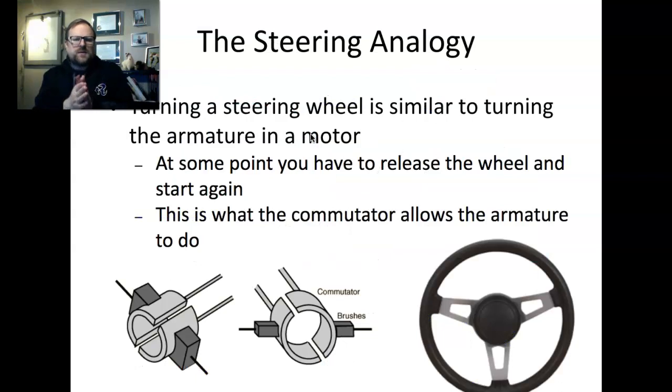One way we can look at this is thinking about a steering analogy, and this is really just describing what's going on with the commutator, imagining that a steering wheel is similar to turning an armature in a motor. At some point, we have to let go of the wheel to start again, and this is what the commutator allows the armature to do. It takes a break for a second and allows us to continue with that energy. Okay, don't get too hung up on that. It's not necessarily the most important thing for you to know about this. Electrical energy to mechanical energy is an electric motor. That's important. You need to know that.